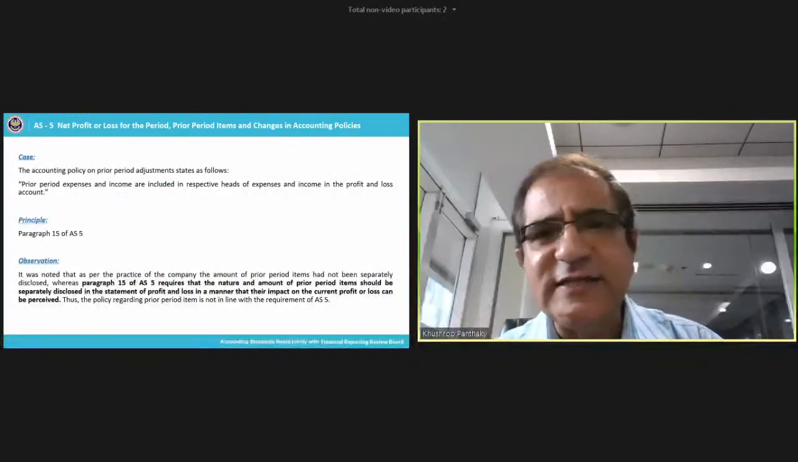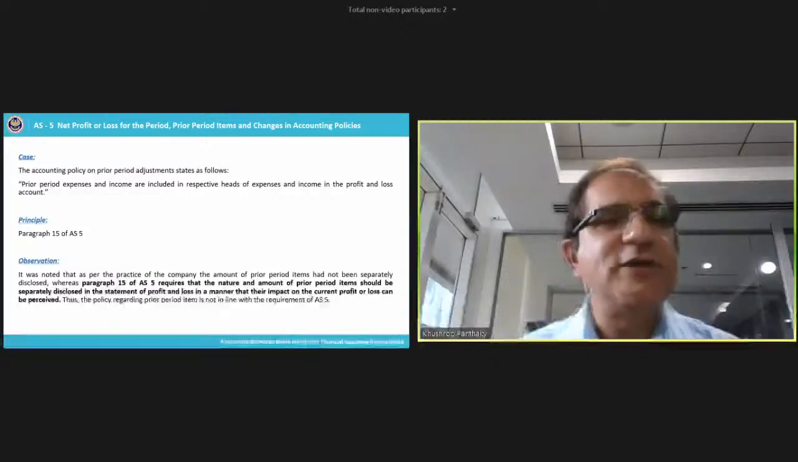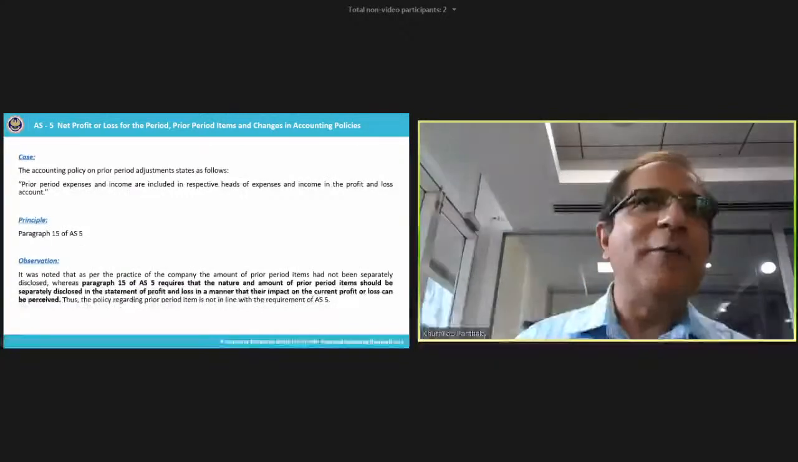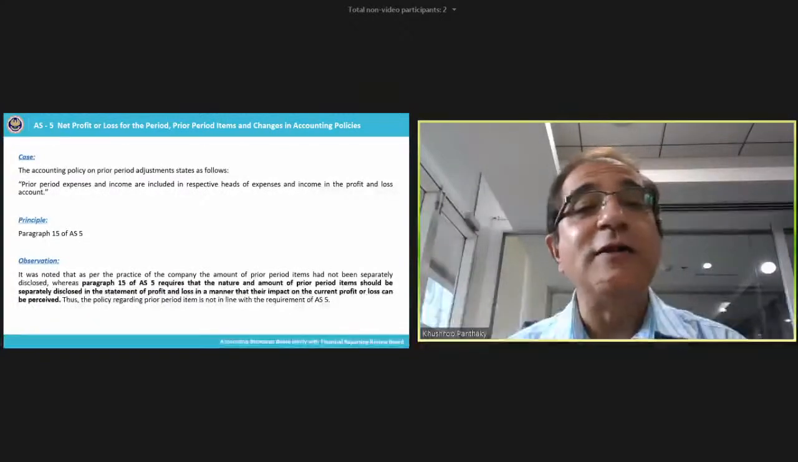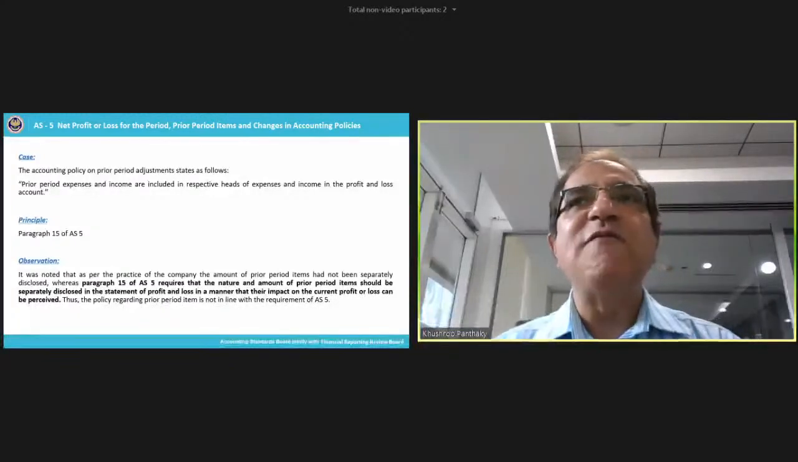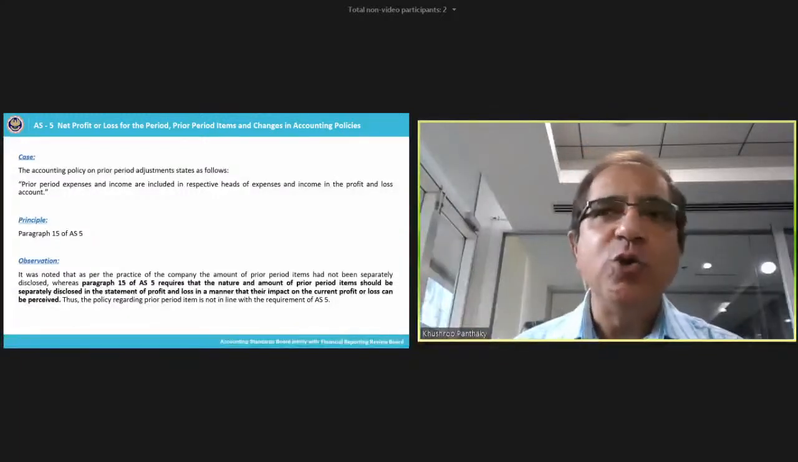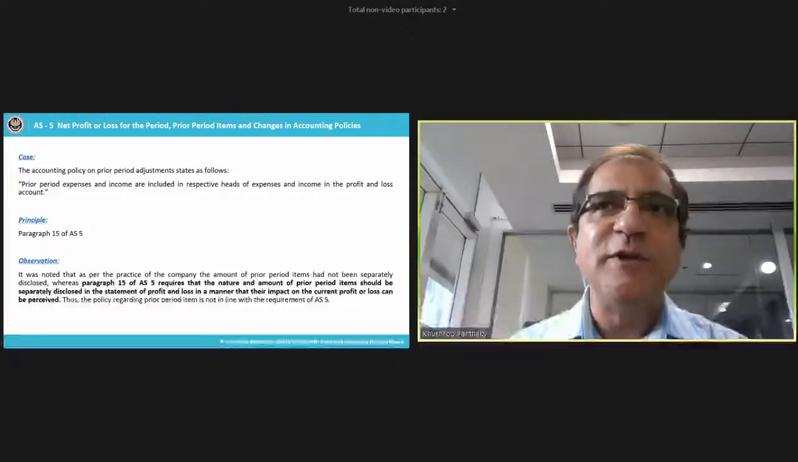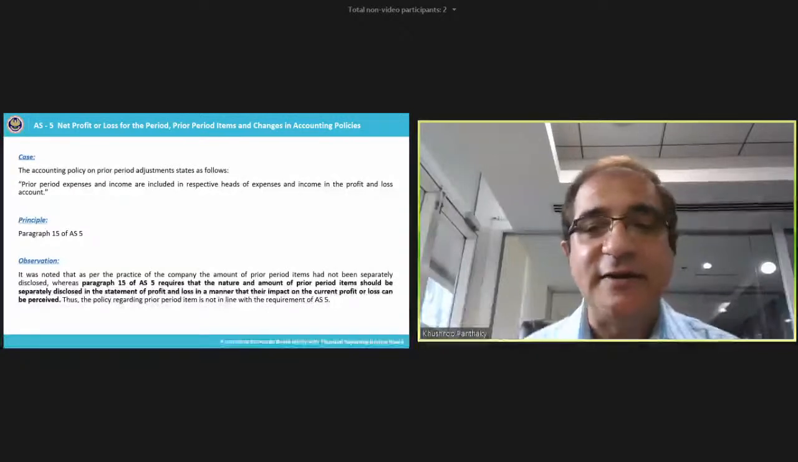So coming to the first example, on prior period adjustments, what basically the accounting policy on prior period adjustments are. So there is an accounting policy which is being given in the financial statement talking about prior period expenses and income being included in the respective heads of expenses and income in the profit and loss account. This is not correct. You cannot choose to have an accounting policy or a disclosure policy the way you would want to present. You need to follow the recognition and measurement principles and the disclosure and presentation requirements as given in the standards.